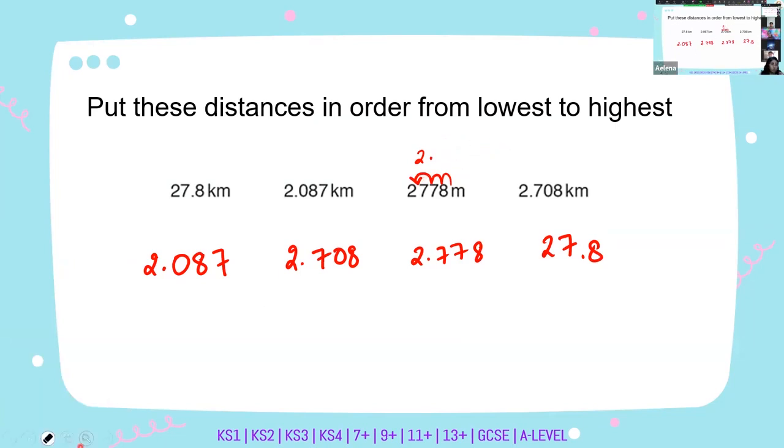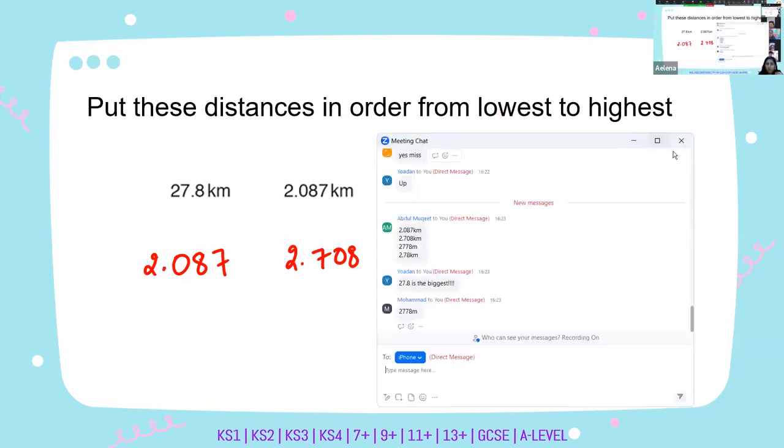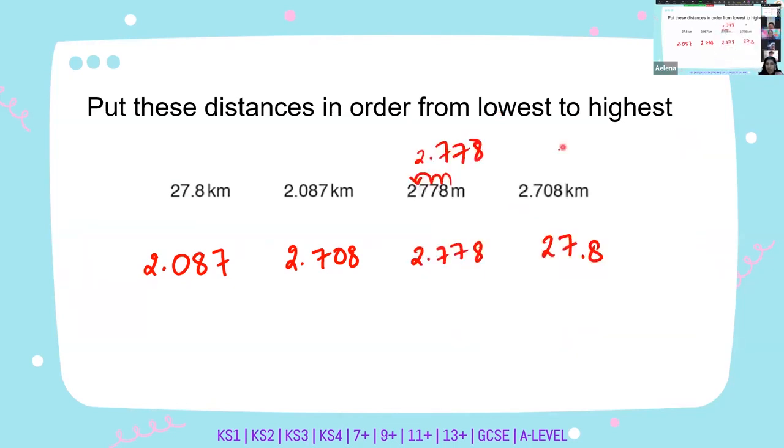Over here, instead of writing 2.7, I shall write 2.778. Yeah. Okay, Abdul Hafiz has given me correctly. Good. All right, 27.8 is the biggest. Yes, good, you're done. Yes, good. All right, now moving on to the next one after this one.